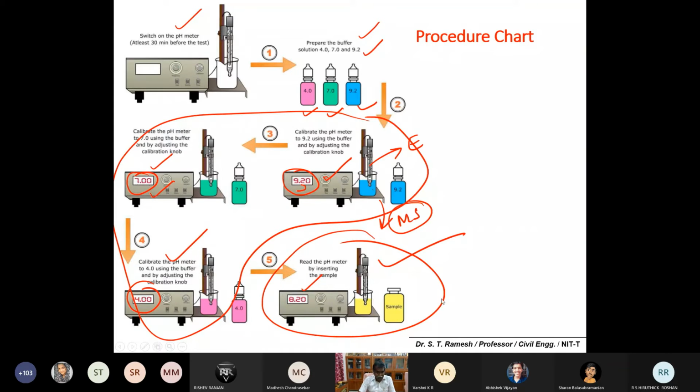Is it okay? Yes, sir. So please make a note. For each and every experiment I will also project a procedure chart like this, so you can remember very easily. Prepare buffer solutions with 4, 7, and 9.2. These will be available as solutions, or you have to prepare them through buffer tablets. Then you calibrate the instrument with the 3 different buffers of 9.2, 7, and 4. Once the instrument is calibrated, it is ready for n number of measurements.